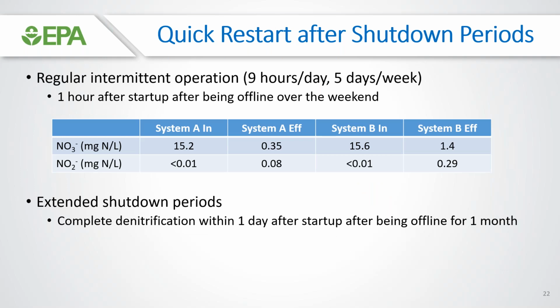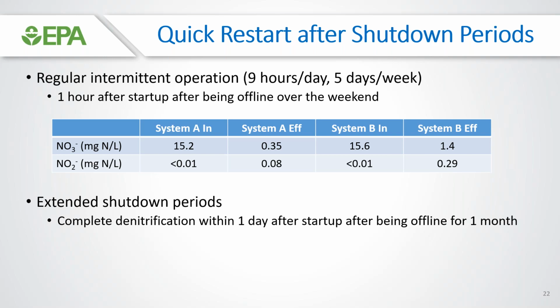As I mentioned, with the intermittent operation, we've been able to test the resiliency of these systems. Looking at this regular intermittent operation of 9 hours per day and 5 days per week, these data are from 1 hour after startup, after it was offline over the weekend. We have nitrate in the top row and nitrite in the bottom row. With influent nitrate of a little over 15 milligrams per liter, after an hour of being online, the effluent concentrations were 0.35 or 1.4, with really small levels of nitrite in the effluent. So within an hour, these systems are back online and responding quite quickly.